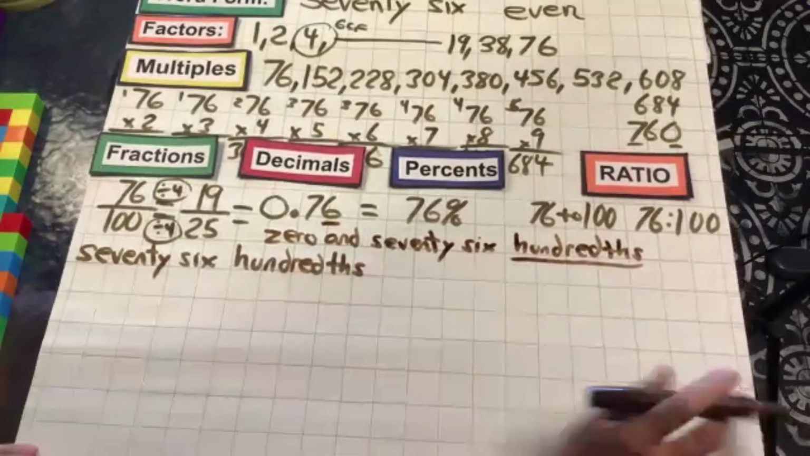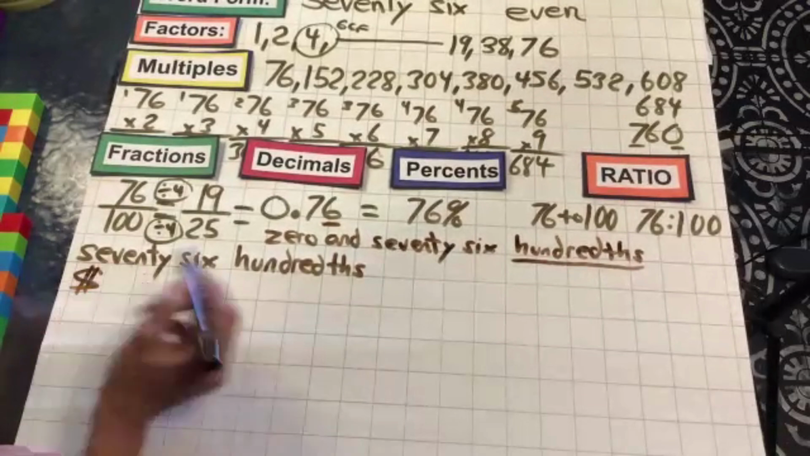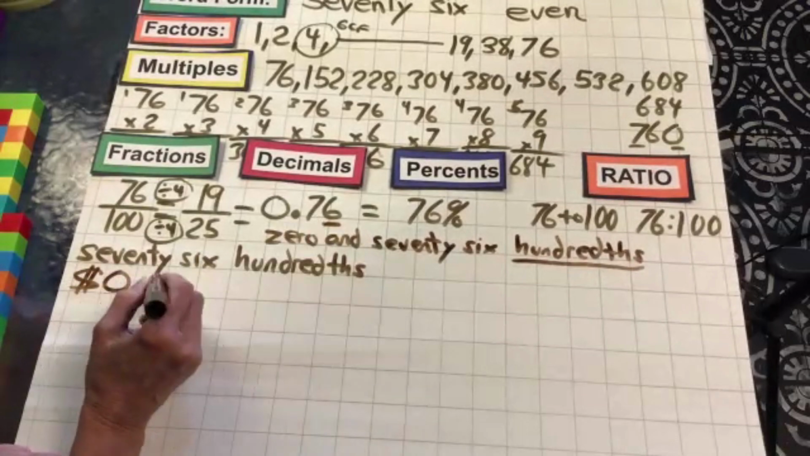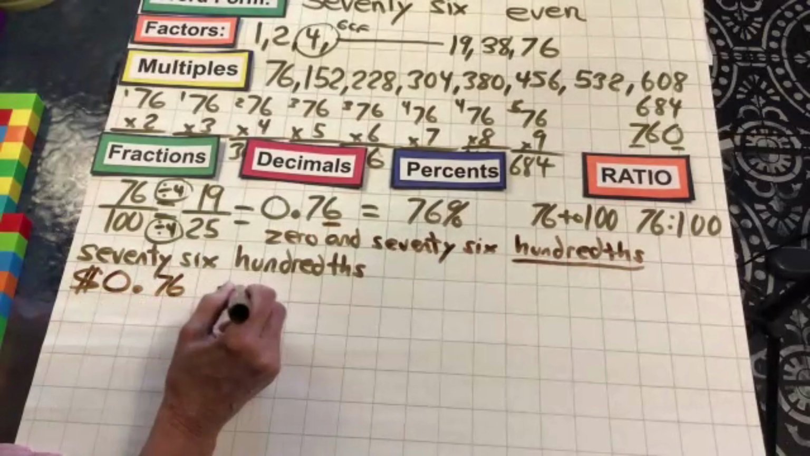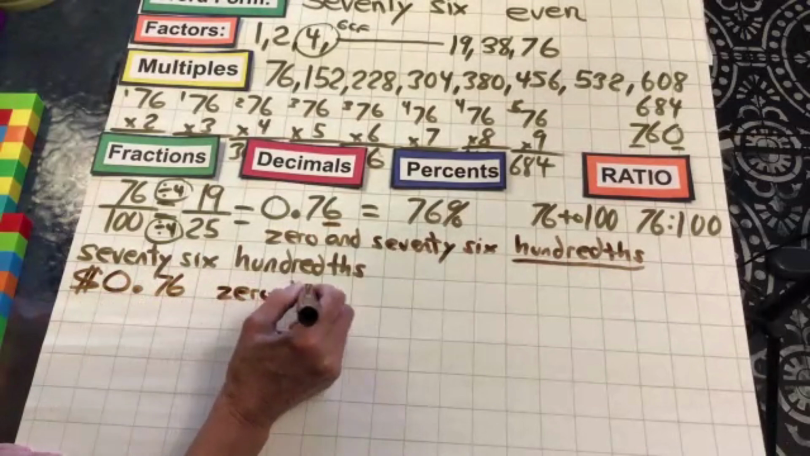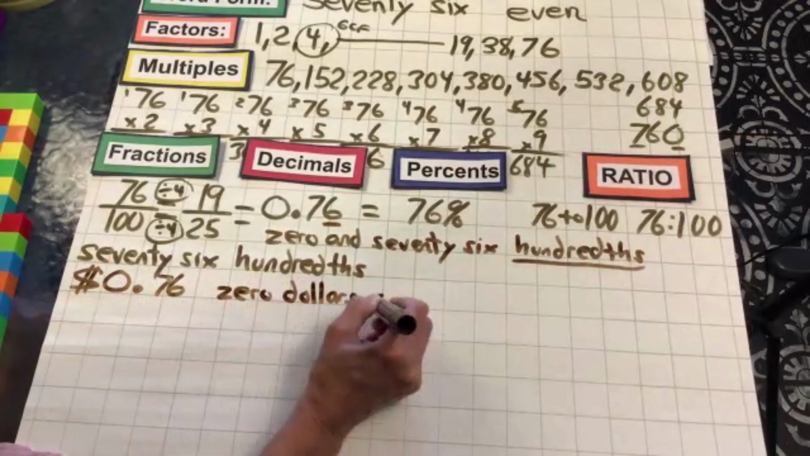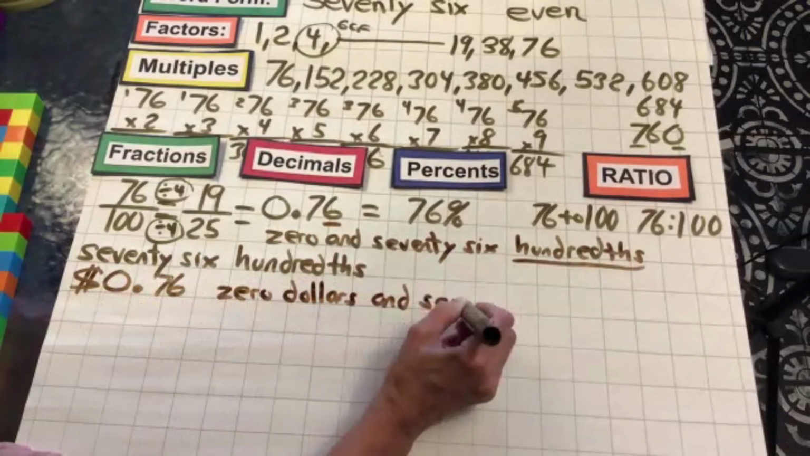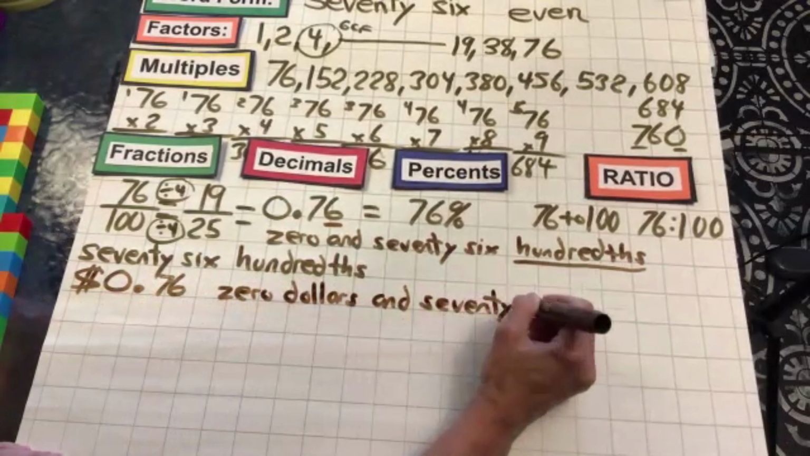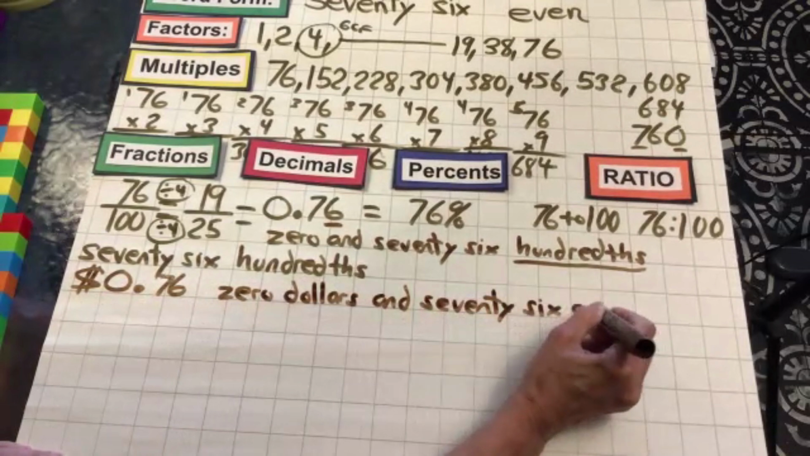All right, let's move on to money. We would just take the decimal and put it with a dollar sign. And that would read $0 and 76 cents.